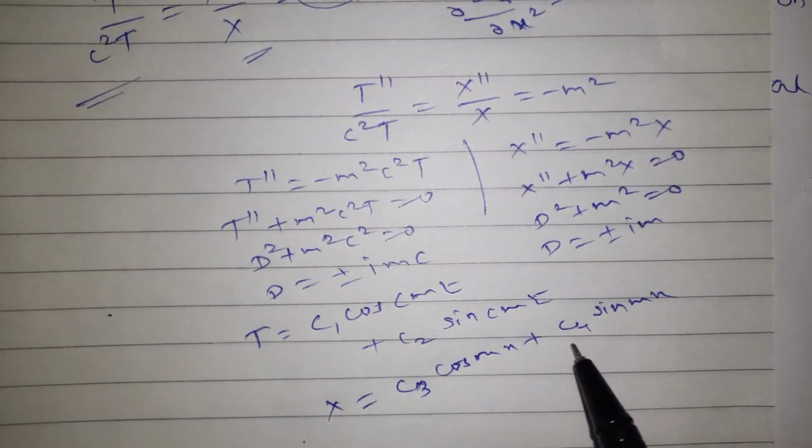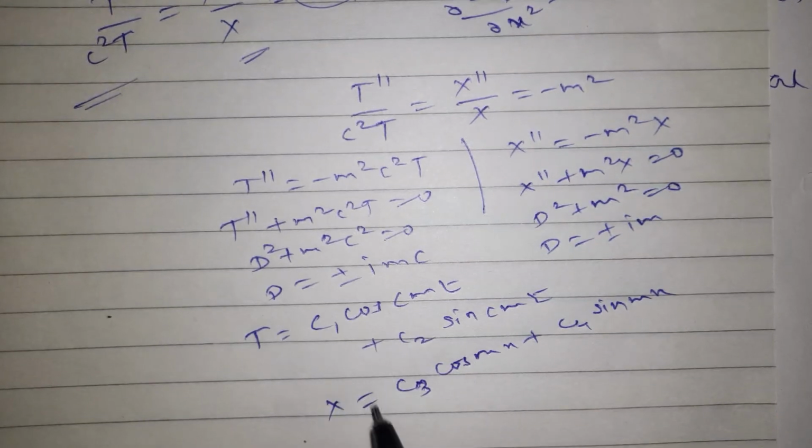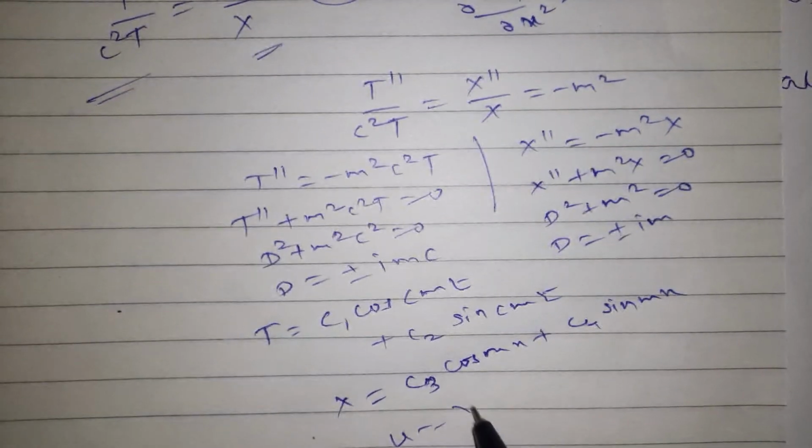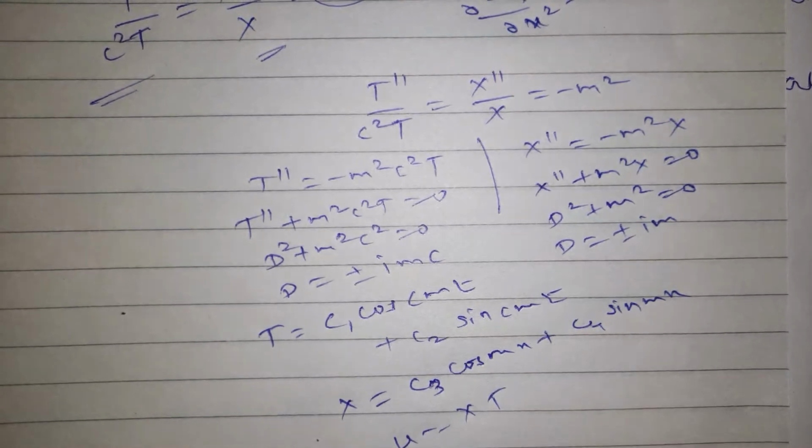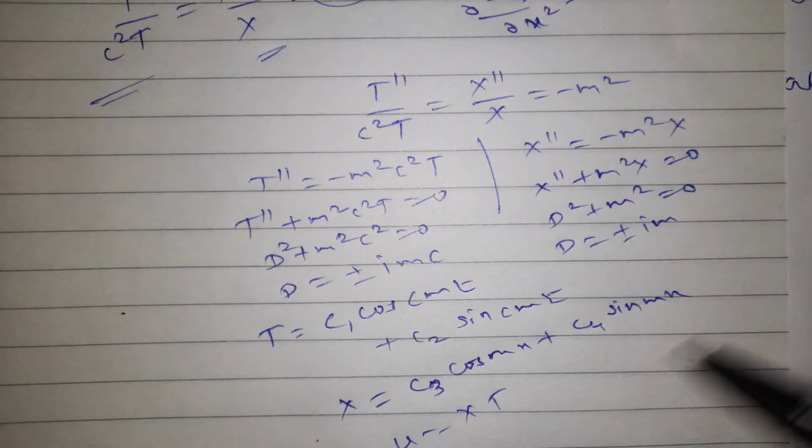But first we write this term and then this term and take this product. Xt is there, so u is equal to xt. Product of this solution, we get our answer. c1, c2, c3, c4 are constants. You may write in any order, doesn't matter.